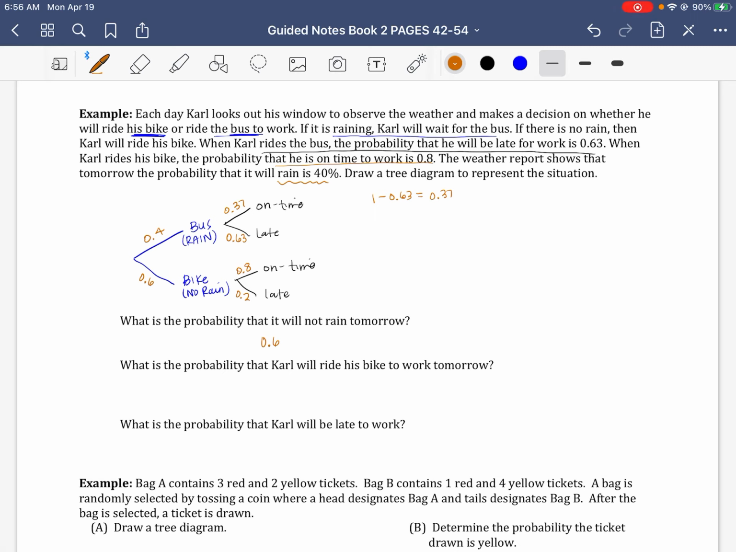Okay. The next one, what is the probability Carl will ride his bike to work tomorrow? Notice that's the same thing, right? Those ones just represent the same thing in our tree diagram. So it's not raining means he rides his bike.